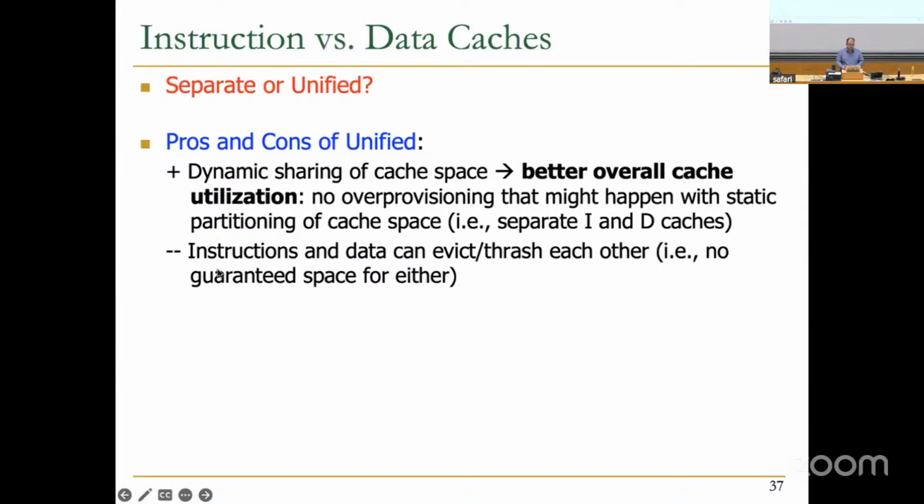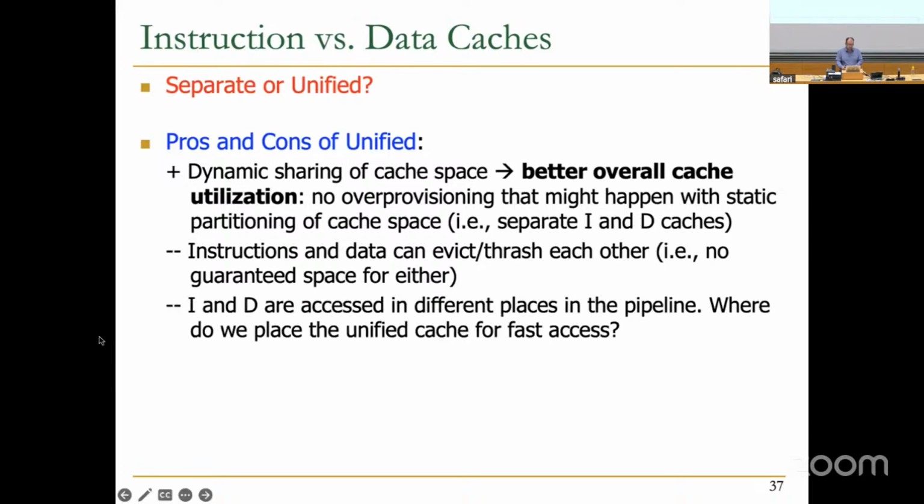But unfortunately, it also comes with some cons, which is that instruction and data can evict or trash each other. So there is no guaranteed space for either. Your accesses to the data cache can cause eviction of instructions, and the other way around, vice versa. With your policy, you can also try to control that with some techniques. There are works about that.